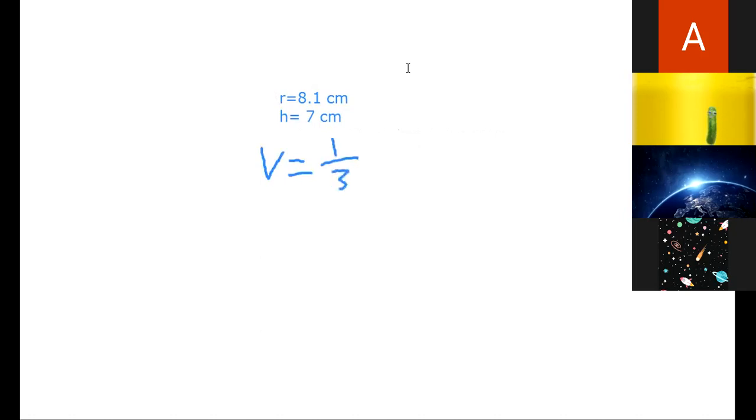First write the formula. Okay, the formula. Yeah.